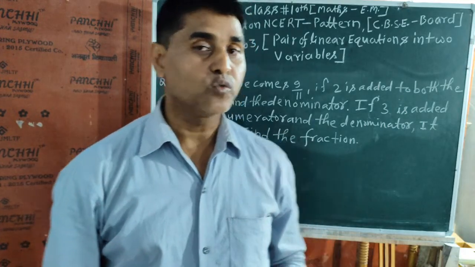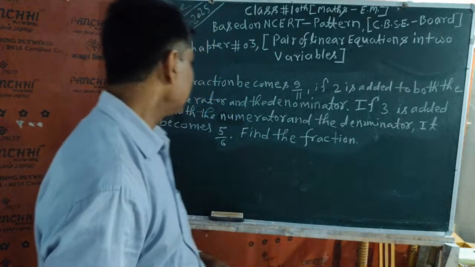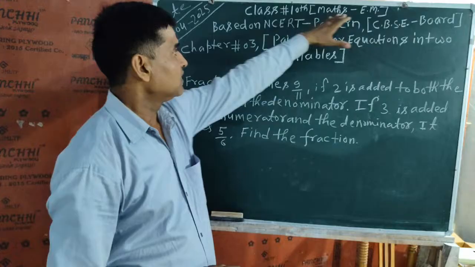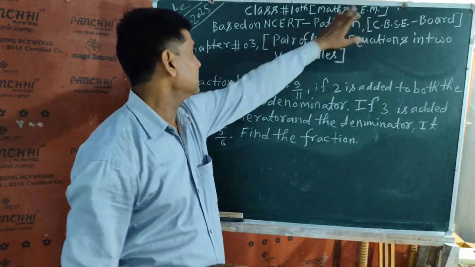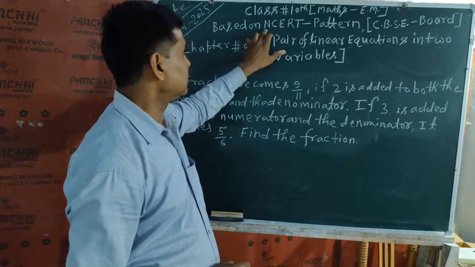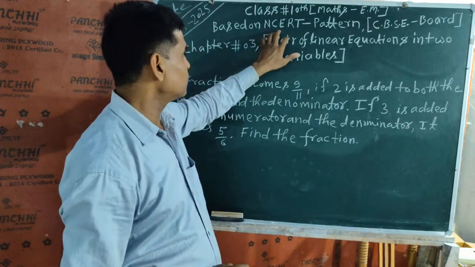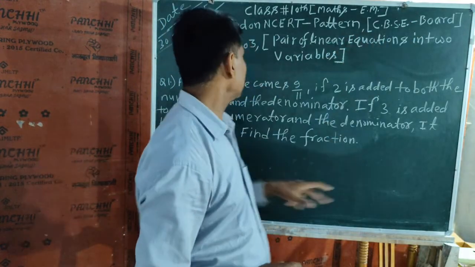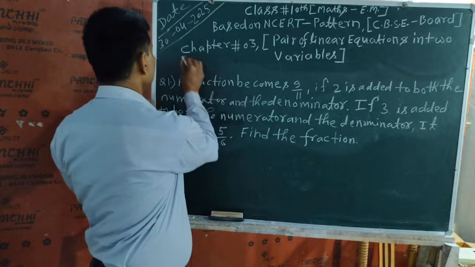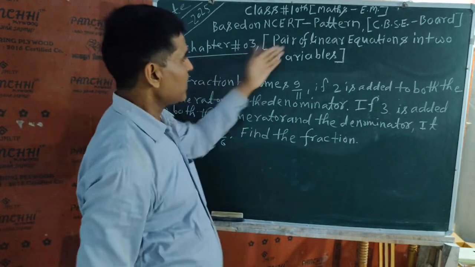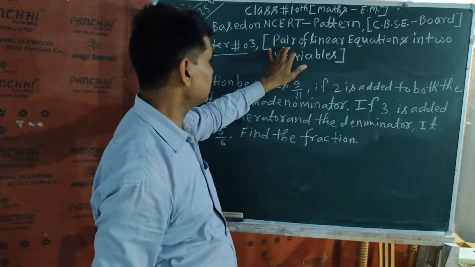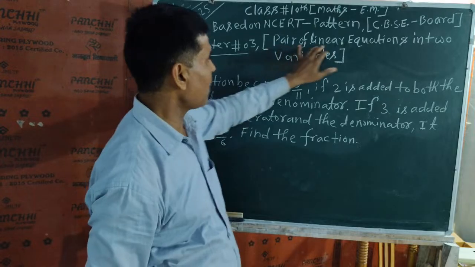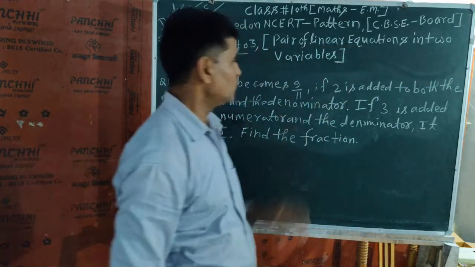Okay student, so one by one I am going to explain in detail. Now this is the mathematics class 10, English medium, and this pattern is known as the NCERT pattern, which belongs to the CBSE board. Okay student, this is chapter number 3. Now you have to read this. This is the chapter name: the pair of linear equations in two variables.